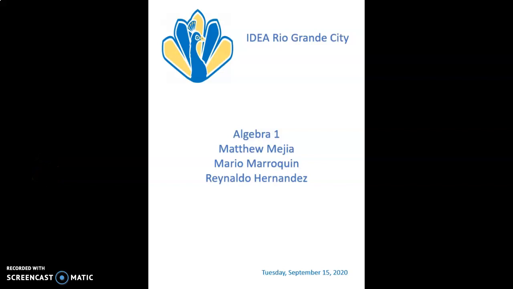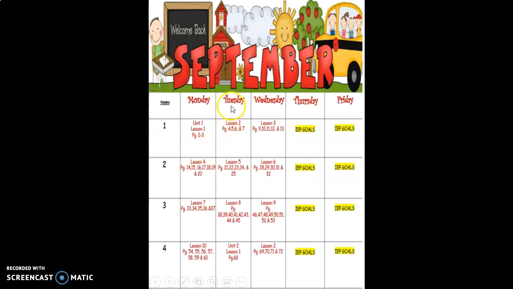Hi everyone, so today we'll be working on Algebra 1, and make sure your name is here. If your name is here, you'll be working on Algebra 1, which is Matthew Mejia, Mario Marroquin, and Reynaldo Hernandez. So today's Tuesday, September 15th, 2020. And our calendar for today will be Tuesday, Lesson 2, pages 4, 5, 6, and 7.